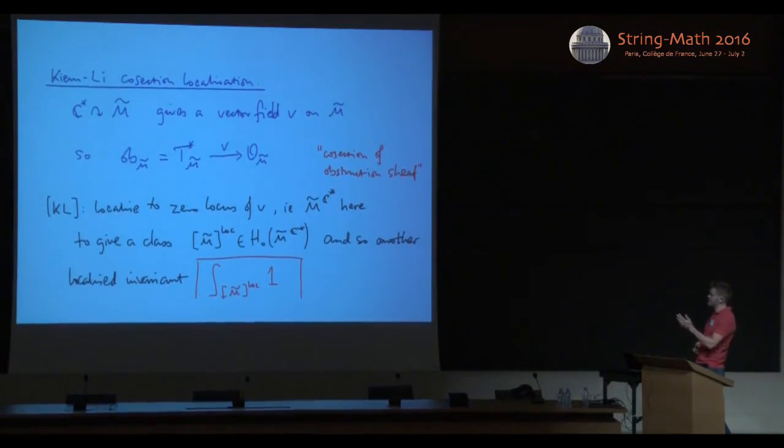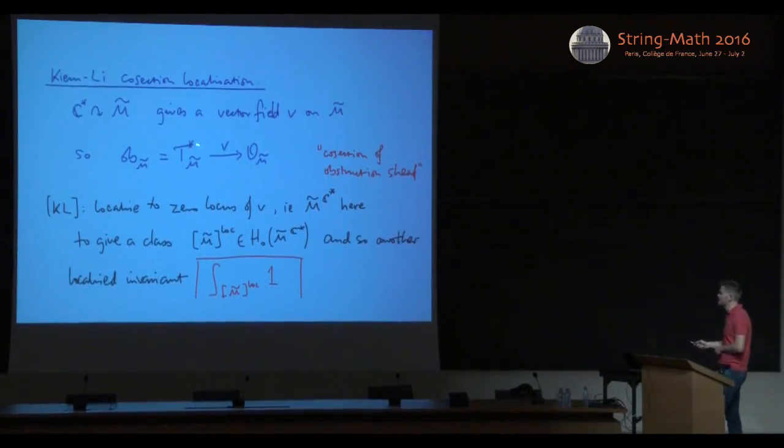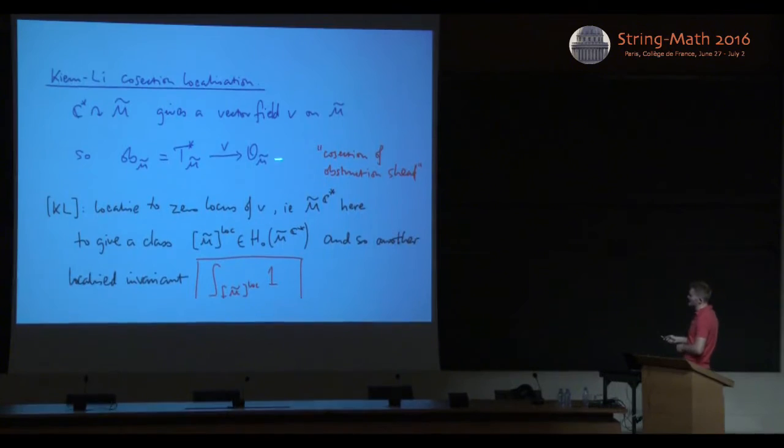And now, just to confuse matters further, there's a third way of localizing called Kiem-Li cosection localization. Because I have this C-star action, by differentiating it I get a vector field on my moduli space. And what's a vector field? Well, remember the obstruction bundle of my moduli space is the cotangent bundle of the moduli space. So this vector field gives me a map from the obstruction bundle to the functions. Okay? So it's not a section of the obstruction bundle, it's a cosection, it's dual to a section.